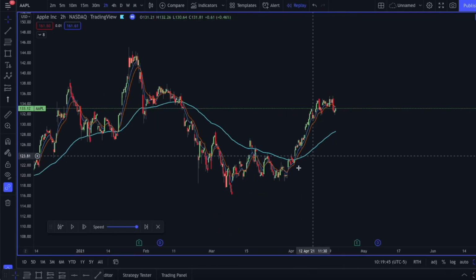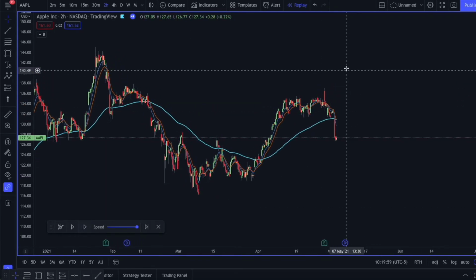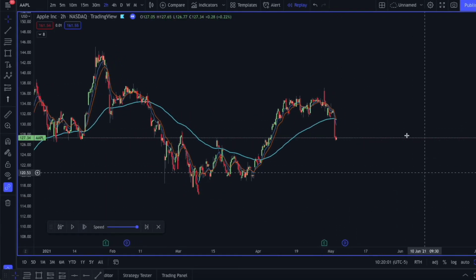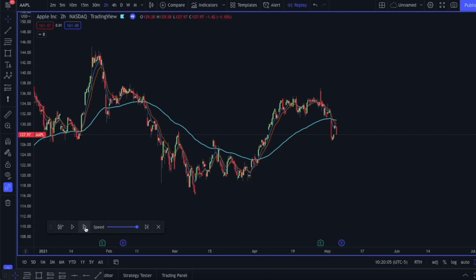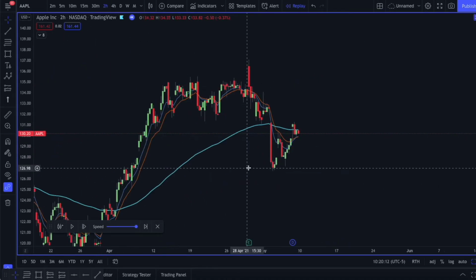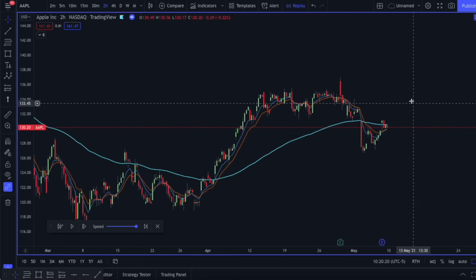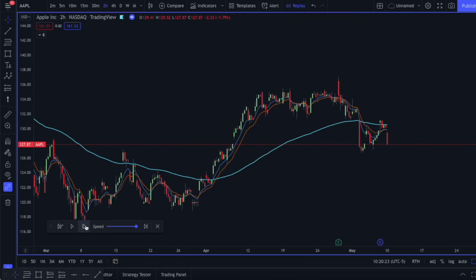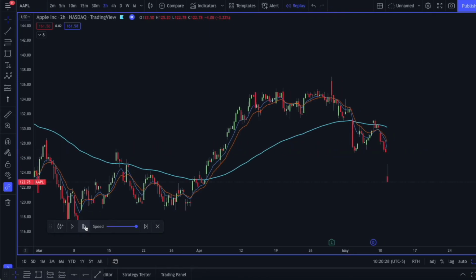We can be looking for a pullback entry. Okay, so now that price has crossed below, we're looking for a cross back up and same entry criteria. We had a cross. Now all we need is a bullish candle close. Okay, and it crossed down, and that helped us avoid a bad entry.